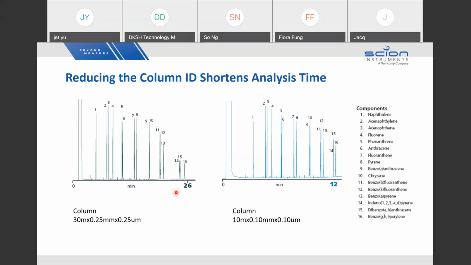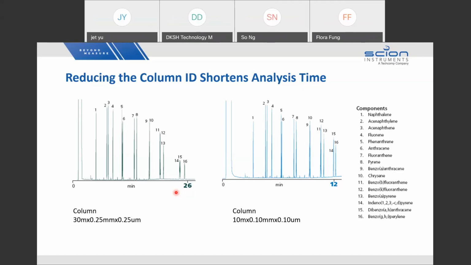So within a day, you are not able to run a lot, unless you create a sequence and run it overnight. That's okay. Usually less than 15 minutes is acceptable for most users. So we switch to these conditions: 10 meters, which is 1/3 of the first one, with ID 0.1 and film thickness 0.1.